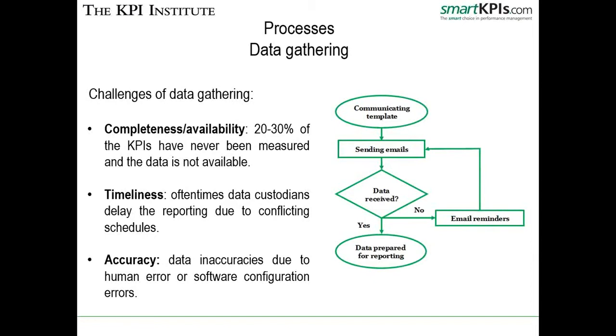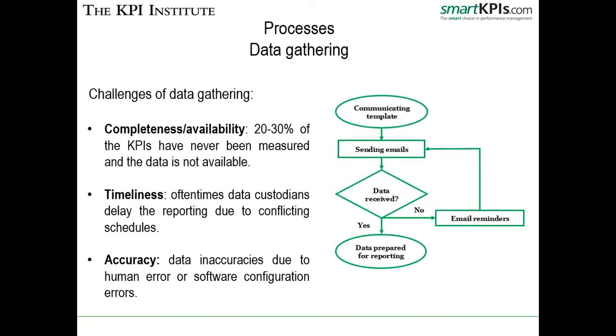Another issue is the timelines, the delays in reporting, as I've expressed. And the third challenge is the accuracy. Data inaccuracies due to human error or software configuration errors. Now, mostly this happens when the processes are not automated. The process is much easier when we have employed a BI software. Some of them have data accuracy systems in place, and it's much easier to work with data. It facilitates the process of data gathering and data analysis.